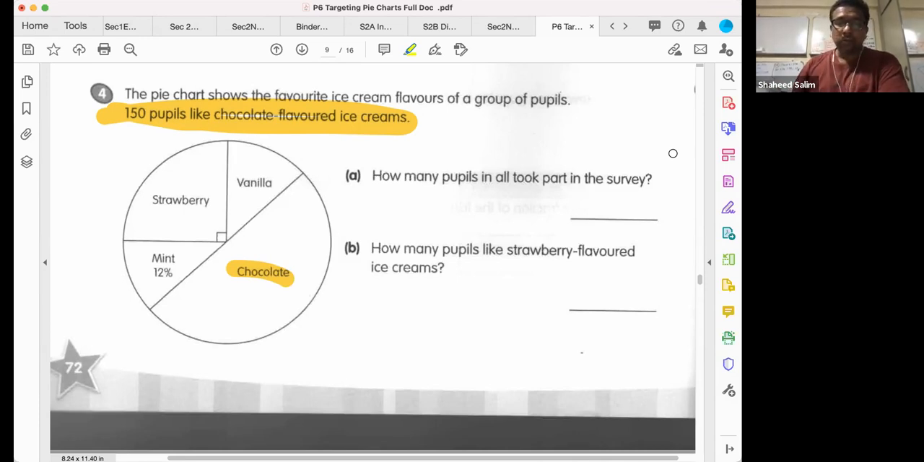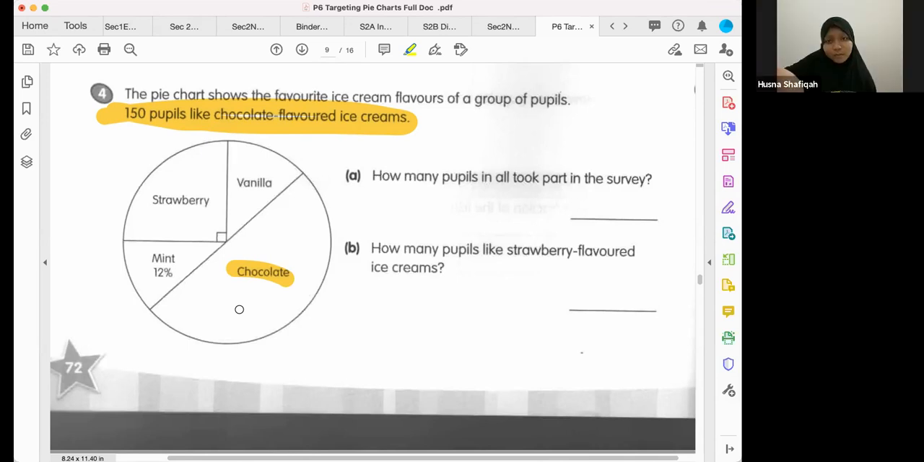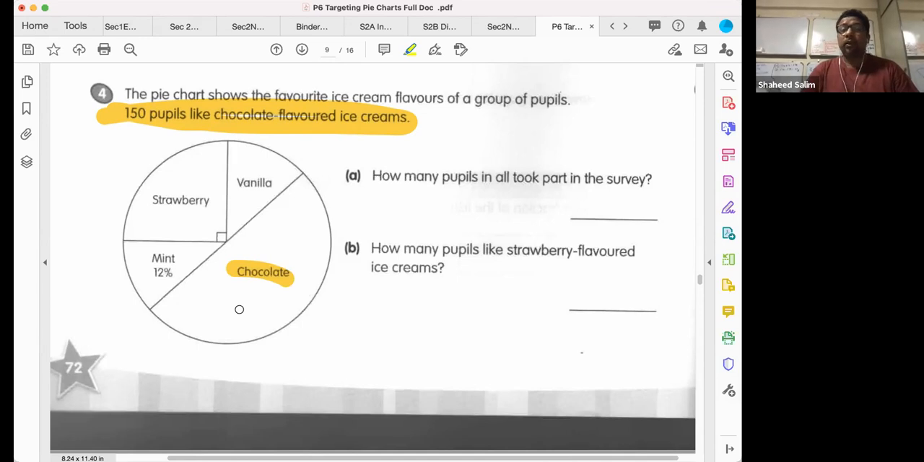Ian, what about the rest, Ian? No, cannot be that. They're confused. This one now. Ian, well done. See, is vanilla and mint the same? No, not the same. Okay, we're going to ask Miss Shafika. Shafika, this one is 150. Do you agree that chocolate is half? Then the other half of the 150, what's the total, Shafika?